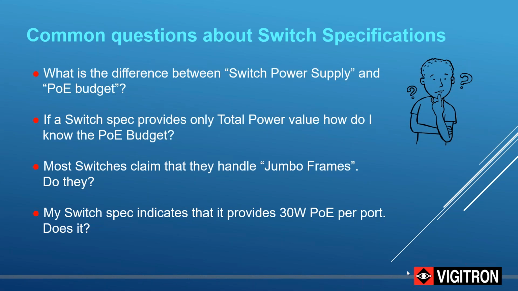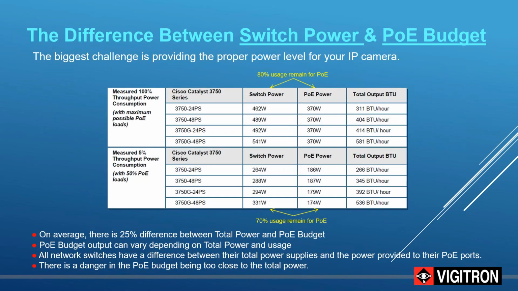So some of the questions that we're going to be covering within specification confusions are: what's the difference between switch power supply and PoE budget? Why is that important? If a switch provides only total power, how do I calculate what the PoE budget is? Most switches claim they handle jumbo frames. Do they? We covered that. My switch spec indicates it provides 30 watts PoE per port, but does it? So let's look into these areas in more detail.